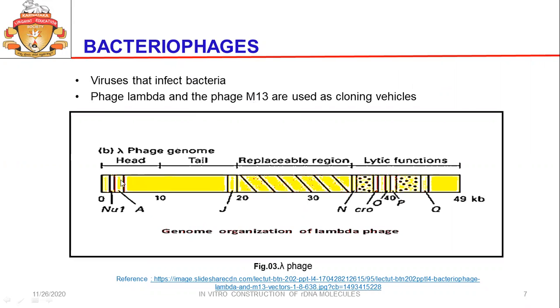It contains 48,500 base pairs. It has three regions, two essential regions and one non-essential region. The essential region contains the head and tail and the lytic functions, whereas the non-essential region is the replaceable region. So this is the genome organization of the lambda phage.